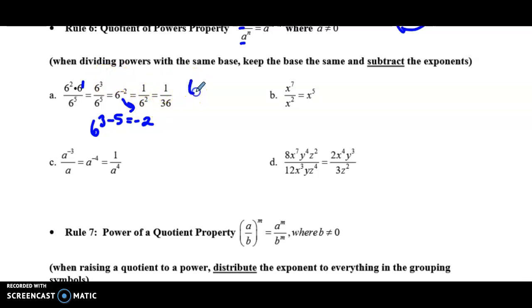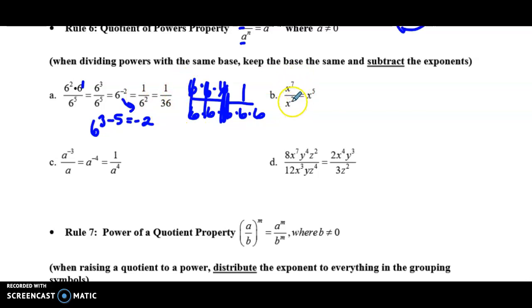Or you could also just think of this as 6 to the third is 6 times 6 times 6. 6 to the fifth, there's 5 of them. And you can cancel out 3 of them, and you'd be left with 1 over 6 times 6, which is 36. So just kind of another way to think of that.